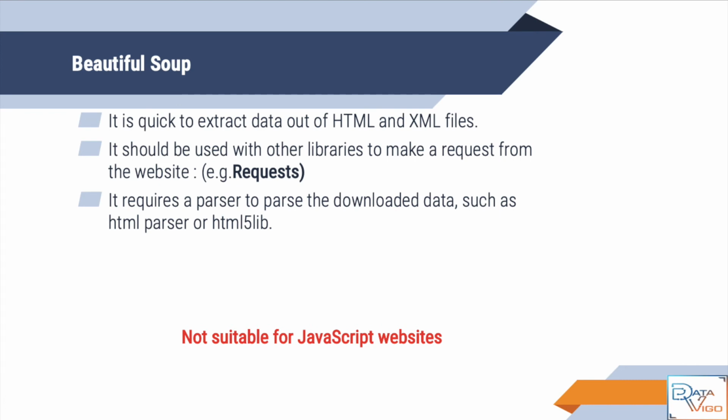Beautifulsoup is also another library. It's similar to Scrapy. It's very fast. It is quick to extract data out of HTML and XML files, but it should certainly be used with other libraries in order to make a request from the website, such as the requests library. It requires a parser to parse the downloaded data, such as the HTML parser or the html5lib library. Again, I'll show you in an example. It doesn't work so well for JavaScript websites either.